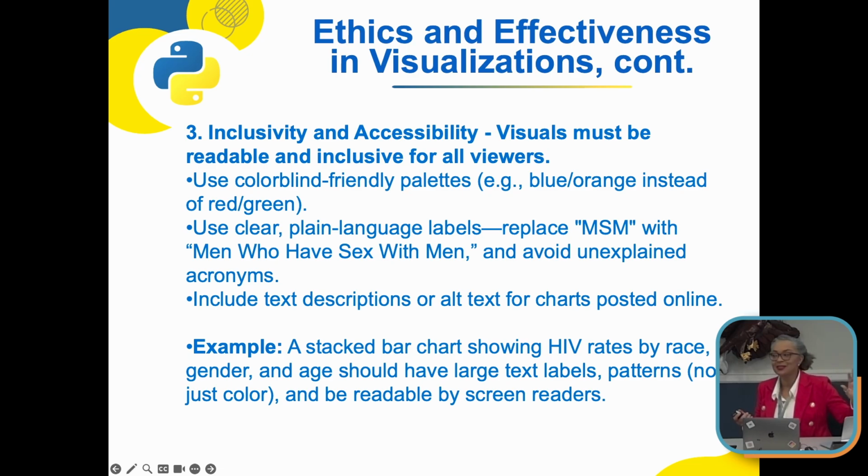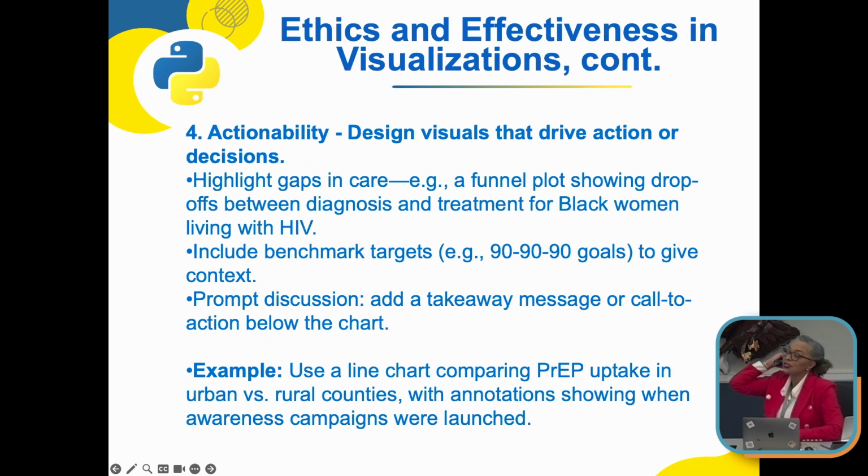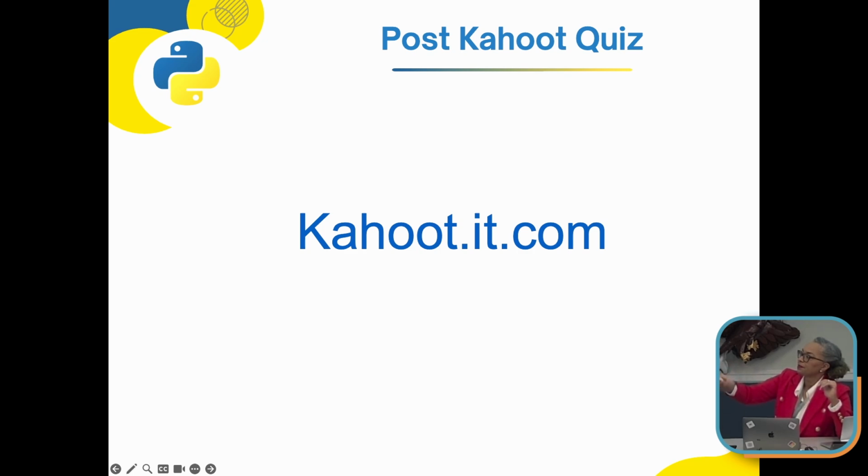Inclusivity and accessibility: I talked about red and green, try not to do that. Make sure you explain things. Someone asked me about BWLH. Any acronyms, like MSM, write out men who have sex with men, not MSM. Everybody doesn't know what that stands for. And then actionability: make sure that your visuals can result in actions and decisions being made. So when I showed that first bar chart not on a log scale, it showed that Houston had a significantly higher amount of Black women living with HIV than Austin, and you've got limited funds, you probably want to target Houston just based on the numbers. So again, that makes my bar chart actionable.